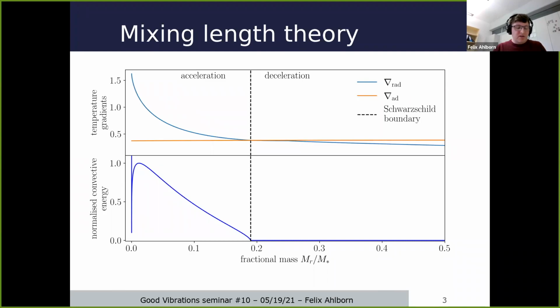Now, the lower panel shows the kinetic energy of the turbulent motions in the mixing length picture, which is one of the most common theories to describe convection in stars. And in the mixing length theory, the convective motions are very closely related to the Schwarzschild boundary, and you can see this here. So the convective motions, or the convective energy, directly stops at the Schwarzschild boundary. And effectively, this means that the velocity drops to zero at the same point where the acceleration drops to zero.